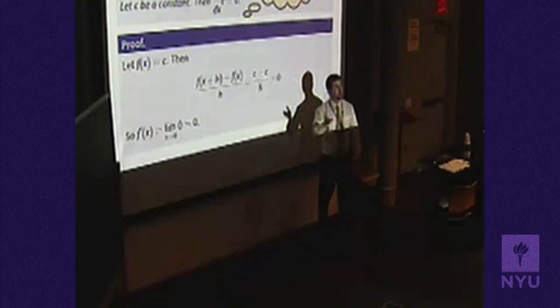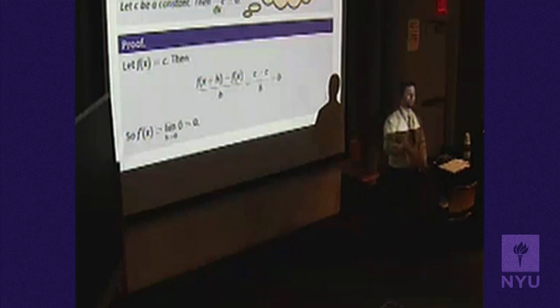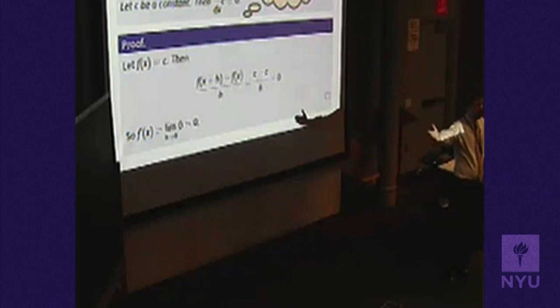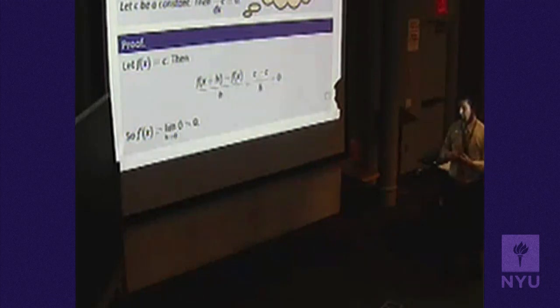Or you can just think about it graphically. What is the graph of a constant function? The horizontal line. And if the derivative is supposed to measure the slope of the tangent line, then we would be looking at the slope of a horizontal line, and the slope of a horizontal line is 0. Right? So many ways to think about that.